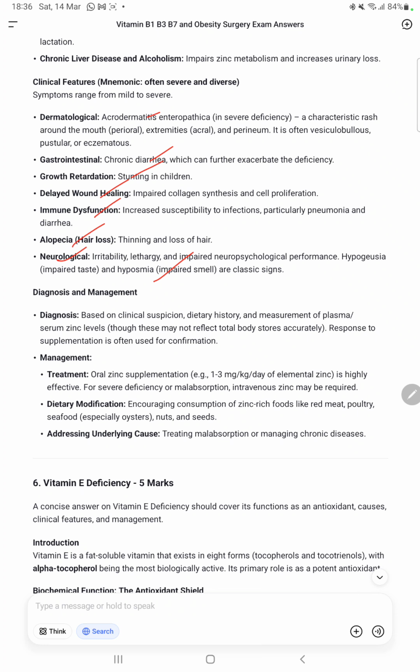Diagnosis is based on clinical suspicion, dietary history, and measurement of serum zinc levels. The management is oral zinc supplementation, 1 to 3 milligrams per kg per day. For severe deficiency, intravenous zinc is given. Dietary modification includes zinc-rich foods like red meat, poultry, and seafood, and addressing the underlying cause.